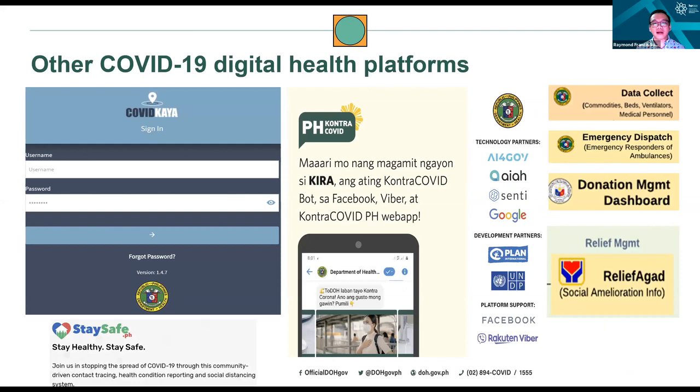So these are the gamut of COVID-19 digital health platforms that we have. On the left-hand side, you will see COVID Kaya. COVID Kaya is a DHIS2 based surveillance platform, and it is the single digital health integration point for all of the surveillance data that we are collecting here in the Philippines.